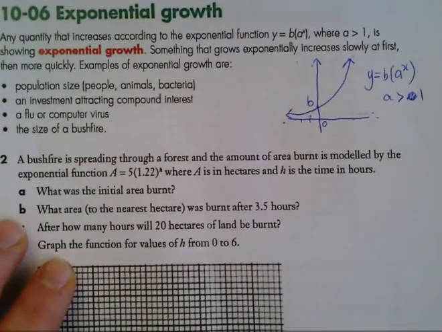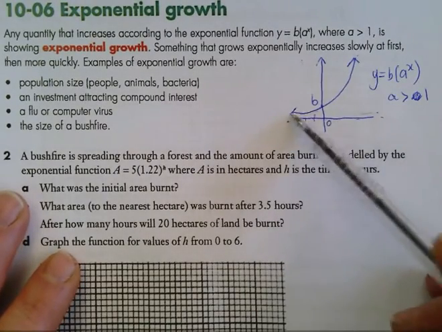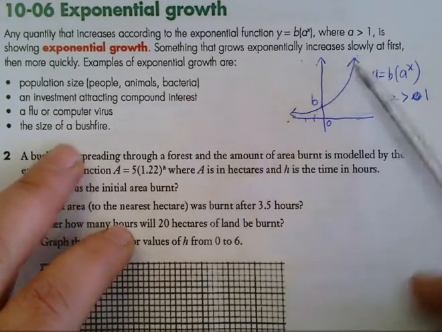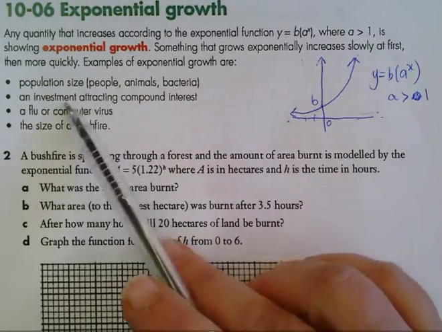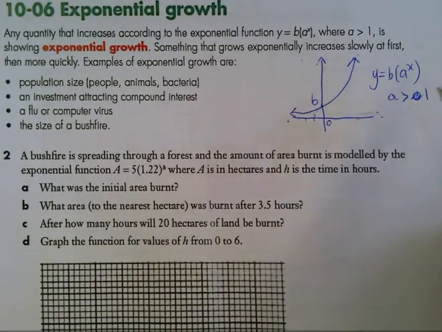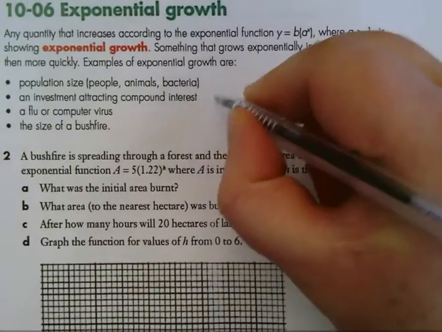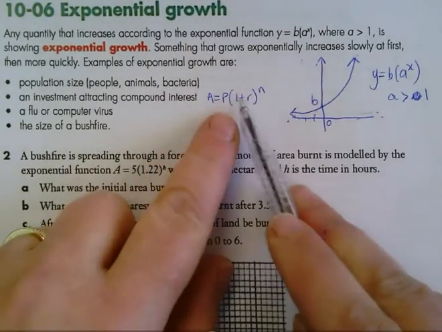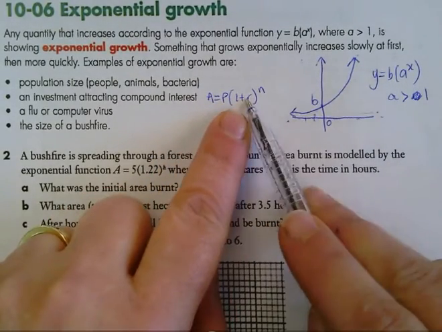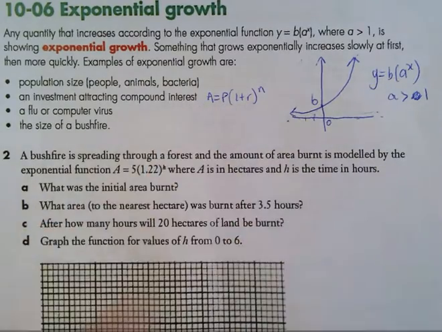Now, the graph grows exponentially, or increases slowly at first and then more quickly. This is what the curve looks like. An example would be the population size of people, animals, or bacteria, and an investment attracting compound interest. Remember, you've got A equals P(1 plus r) to the n. In this investment with compound interest, this 1 plus r is your a bit, which is bigger than 1, you've got your power, and P is your b. So A equals P(1 plus r) to the n is actually an exponential function.